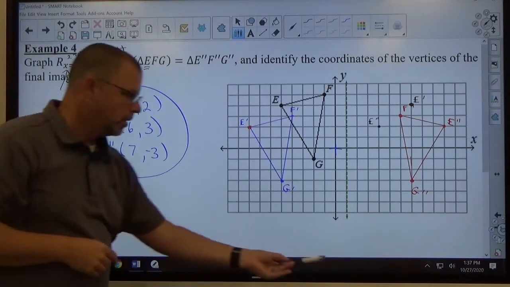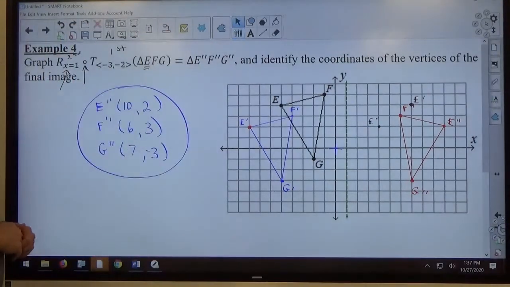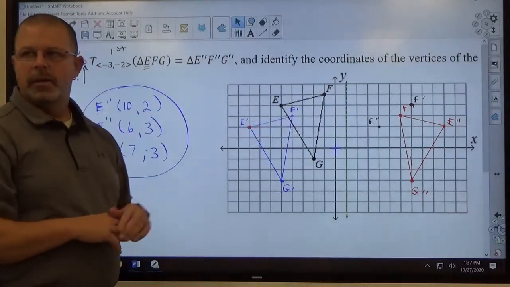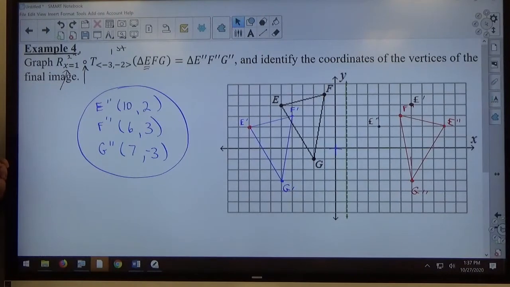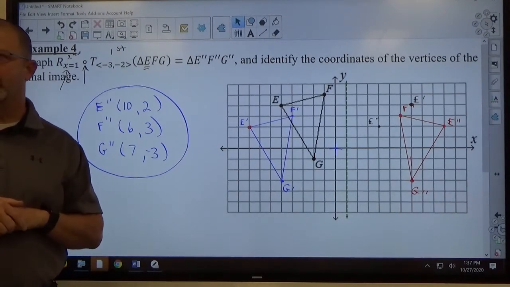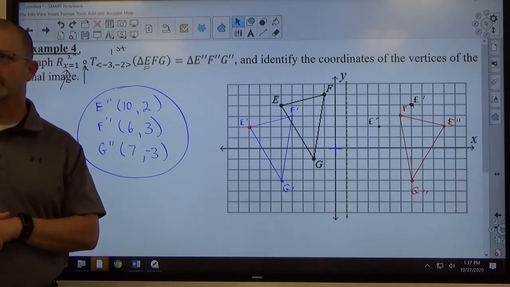Wait, how do you know what that green line does? What green line? This green line? It says x equals 1. That says x equals 1, right? And what does x equals 1 make? A vertical line, right? So anytime you see x equals a number, always a vertical line. Anytime you see y equals a number, always a horizontal line. All right?